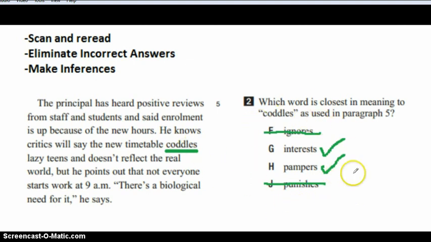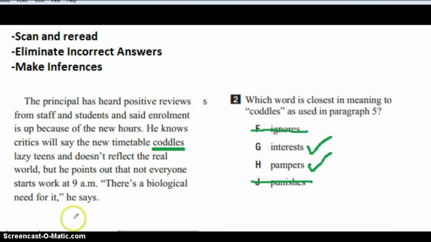So I've been able to eliminate 2 options, and I'm left with these 2 here. So really what I can do is I have to think about how to make sense of these words. And I go back to the sentence again. I'm rereading this now for a 3rd time. He knows critics will say the new timetable. So I look at that word critics, and I know critics are people who judge or have a negative view of this. And you can see that's true here, because they feel it doesn't reflect the real world. They don't necessarily approve of this.